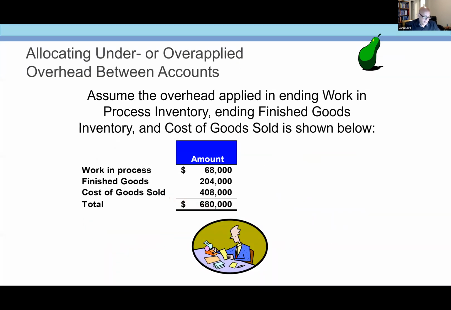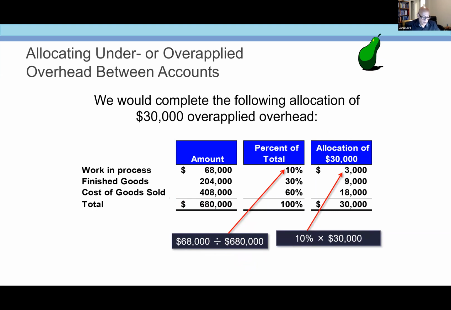Here's how you would allocate it potentially, but I'm not going to make you do that. Just by seeing how much is in each account at the end of the year, and then using that to come up with a percentage. And based on that percentage, that's how much of the under or over applied you would allocate to each of the three accounts. In this class, we'll always do cost of goods sold.